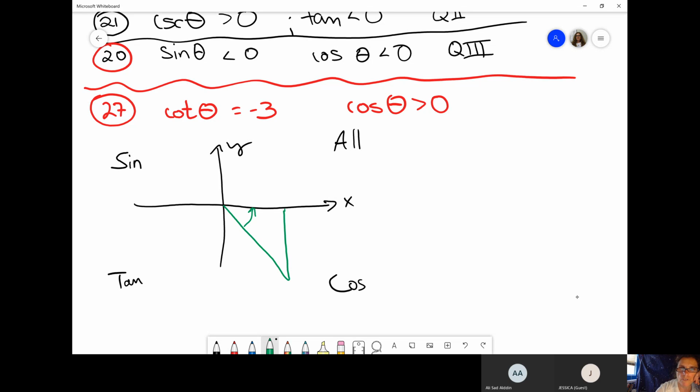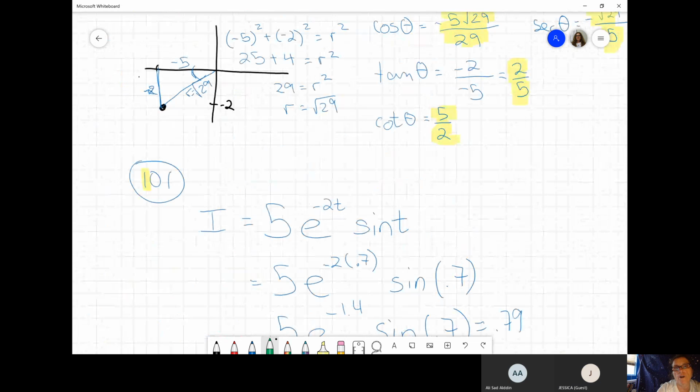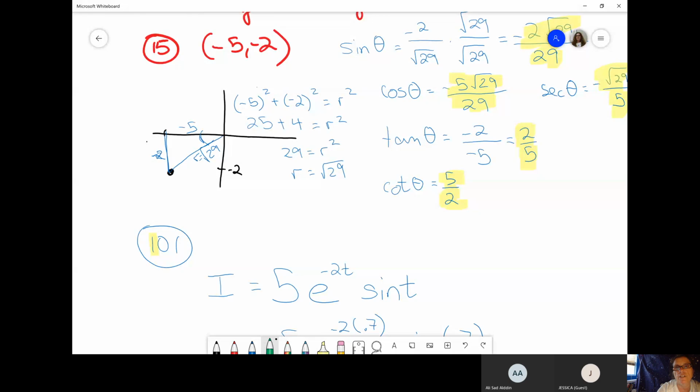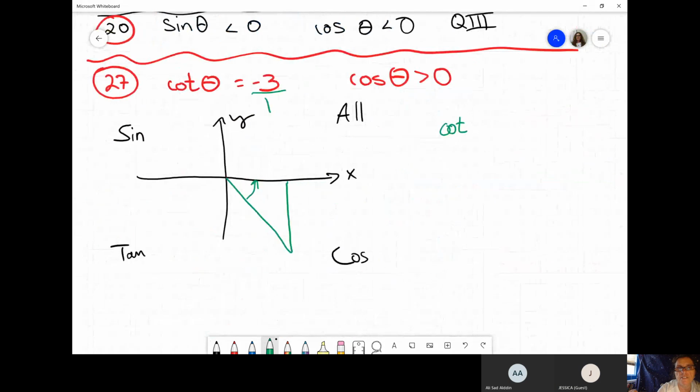Now, what do I know? I know the cotangent is -3. What is the definition for cotangent? Since it's just -3, we can set it over 1. The definition for the tangent is y over x, so the cotangent is x over y.